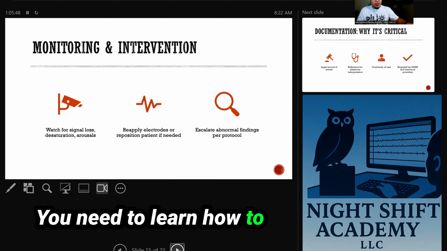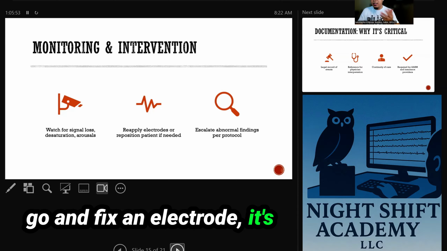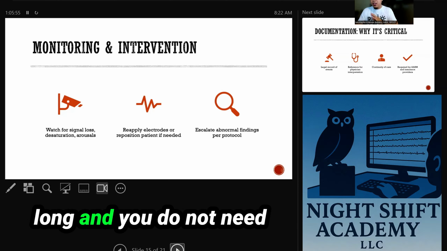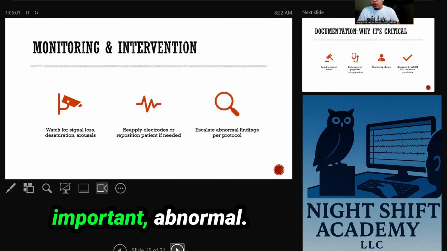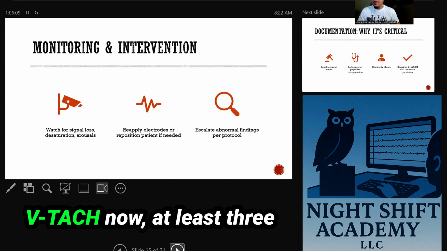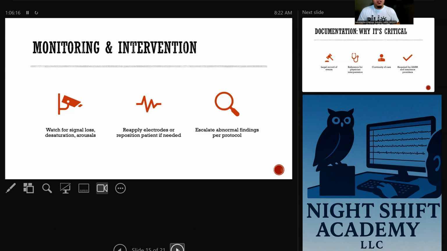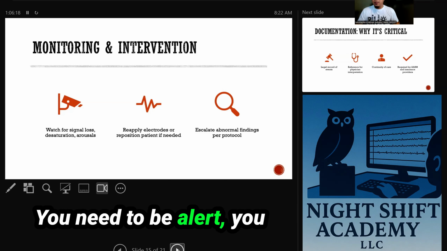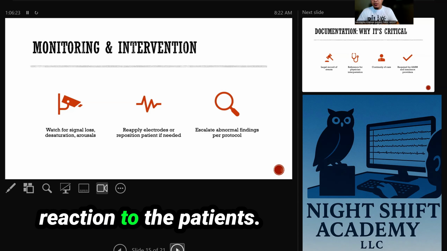You need to learn how to prep right before you go in there so that when you go and fix an electrode, it's not going to take you that long. And you do not need to turn on all the lights. And anything that's important and abnormal, for instance, you are doing a sleep study and you see VTAC, now, at least 3 seconds, 4 seconds left. It happens once. You need to be alert. You have to annotate. And you also check if there's any reaction from the patient.